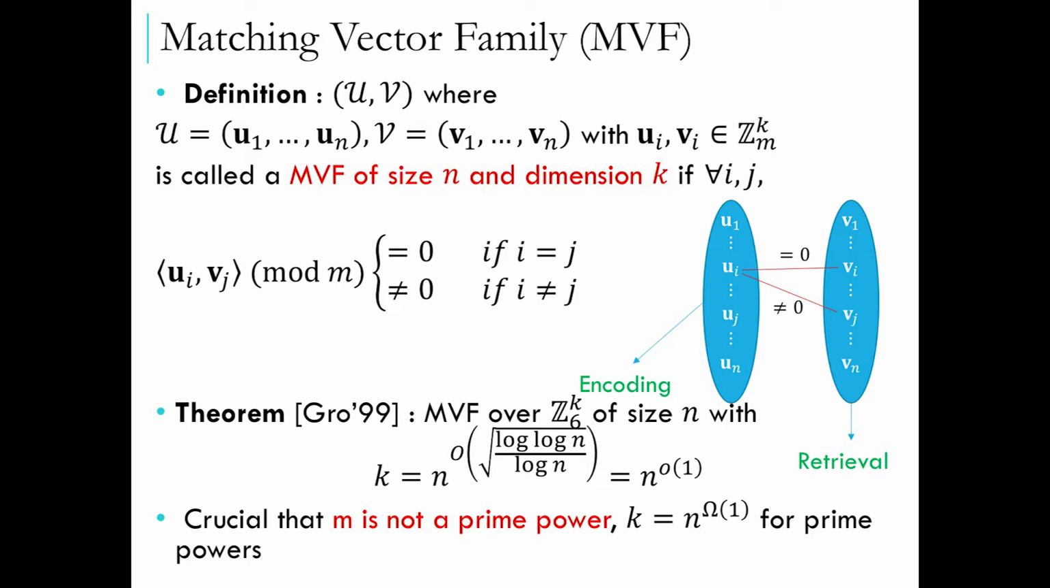And there is an important reason why it's Z6. It's important that this m is not a prime power. If it is a prime power, then there is a lower bound showing that you need the dimension k to be at least polynomial in n, n to the omega of 1. So it is essential that this 6, or you can replace it with any non-prime power, but it cannot be a prime or a prime power. So you cannot work over finite fields or stuff like that. You have to go through these composite rings or non-prime power rings. Moreover, this construction is efficient. It's an explicit construction, not an existential one.